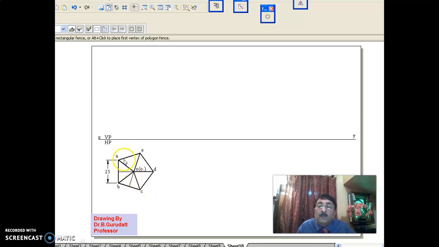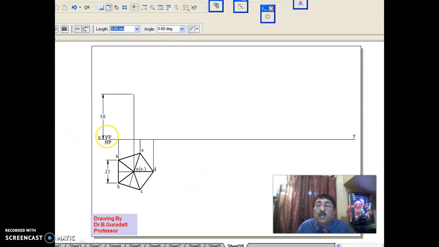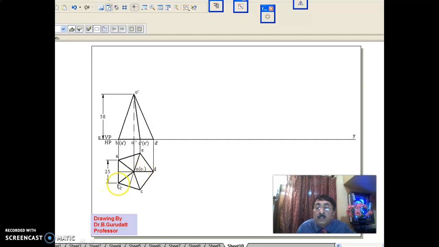Now, the pentagonal pyramid top view is over. Now, take the height as 50 and join the outer boundary. And now you see here, this is A, B, C, D, E I have written. This is O, O1, the axis. Since B is nearer, B dash, A dash. Since C is nearer, C dash, D dash. This D is here, this is D dash. And O dash is the axis.